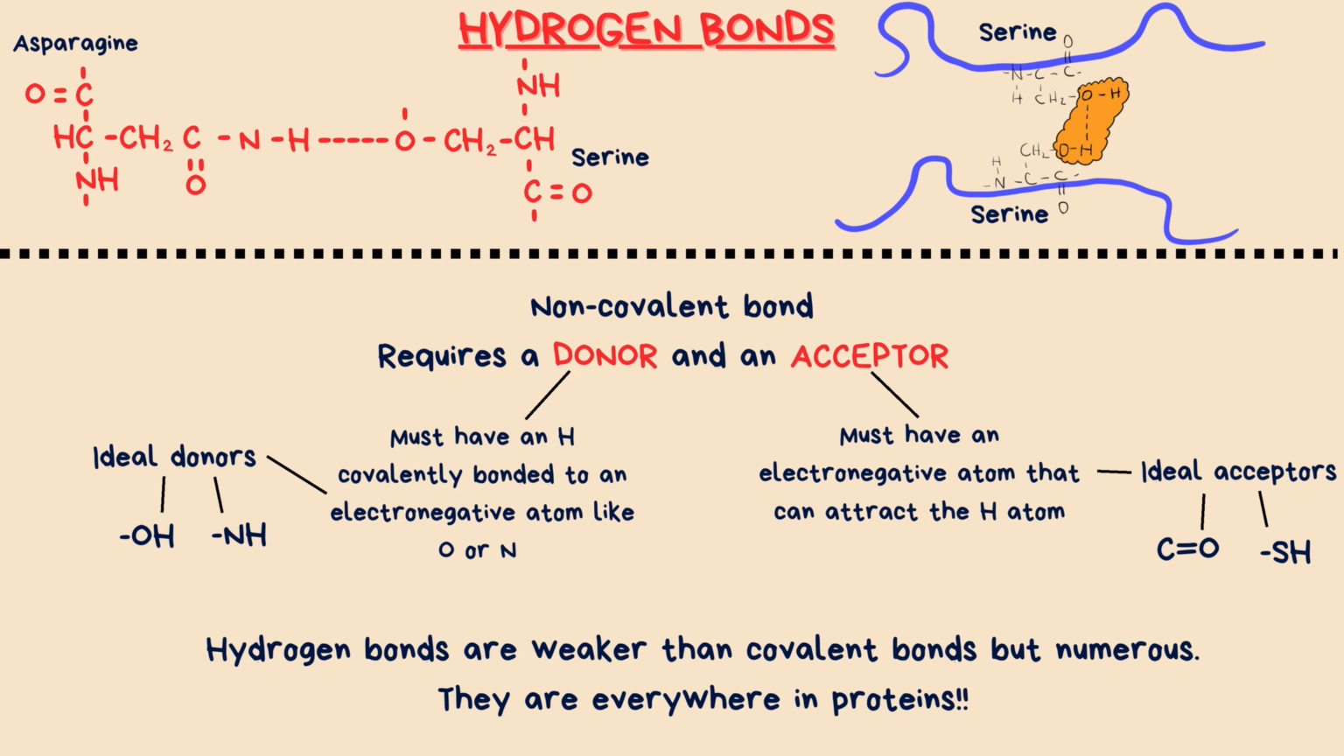Thanks to the abundance of these functional groups, hydrogen bonds are everywhere in proteins. Even though a single hydrogen bond is much weaker than a covalent disulfide bond, they are crucial for maintaining protein stability.